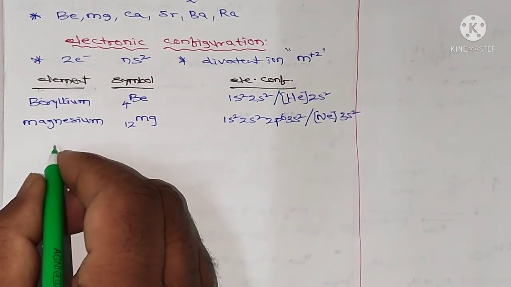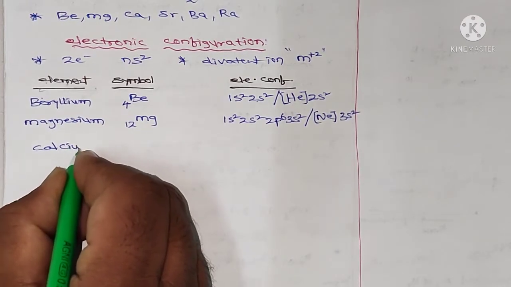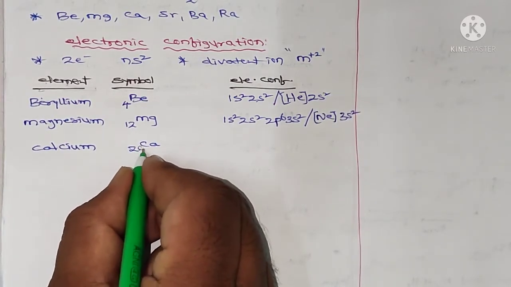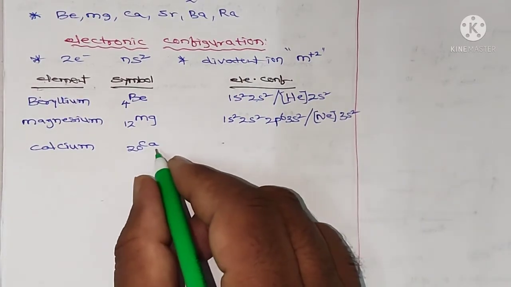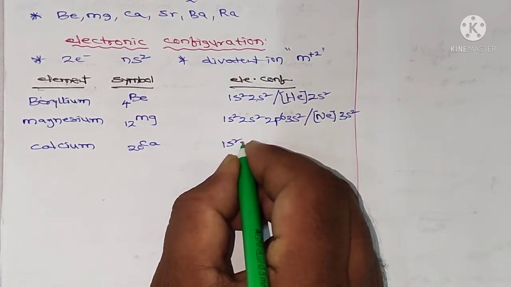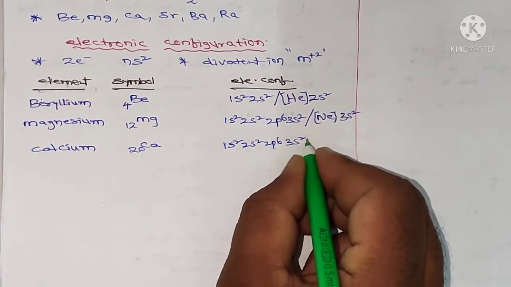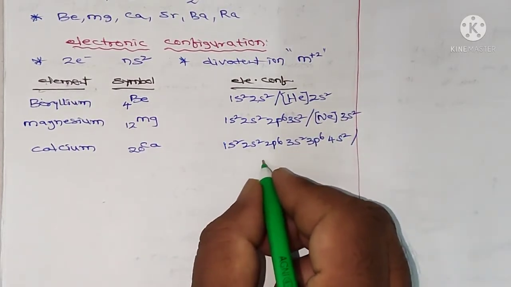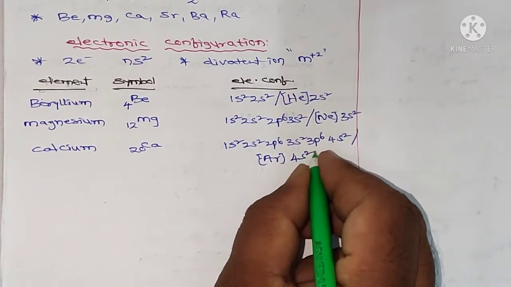And next, the third element calcium, symbol Ca, atomic number 20, so it contains 20 electrons. For those 20 electrons, the electronic configuration is 1s2, 2s2, 2p6, 3s2, 3p6, 4s2. Or also we can write argon, and the remaining 4s2.